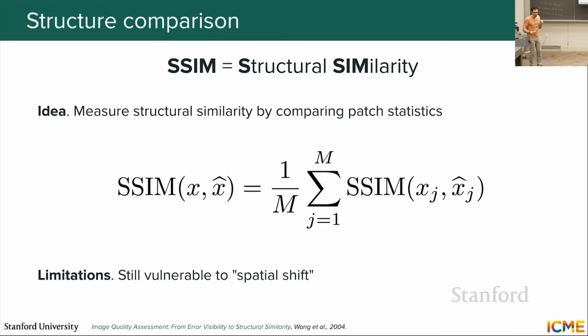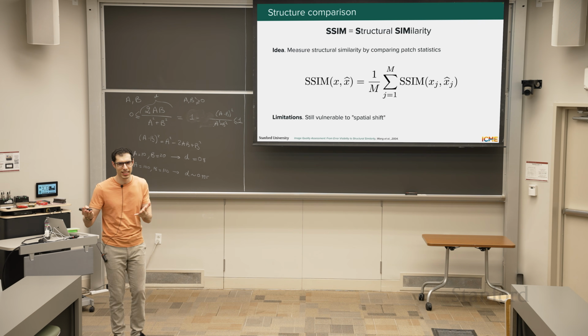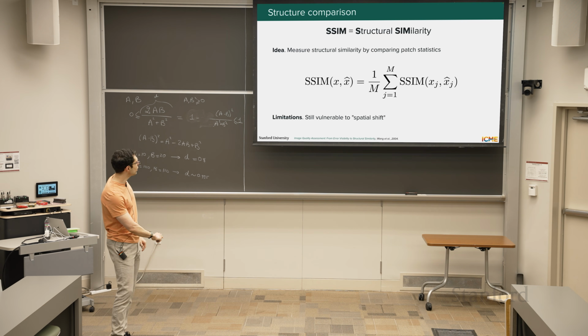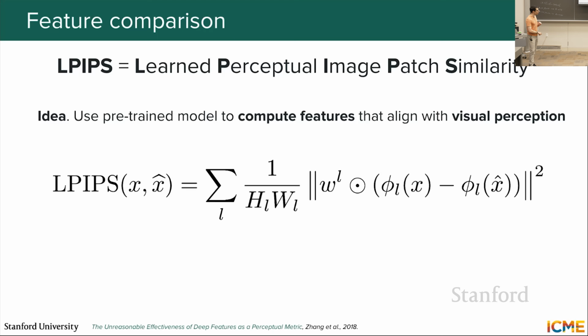OK, but you may tell me, well, it's on patches. What if your shift is beyond the patch? And I would say, yeah, you're completely right. This metric, although being less pixel dependent than the MSE and the PSNR, is still sensitive to that pixel shift, which is the reason why there is a final metric I want to talk to you about, which we have already seen in lecture 4, I believe, which is the LPIPS, the Learned Perceptual Image Patch Similarity.